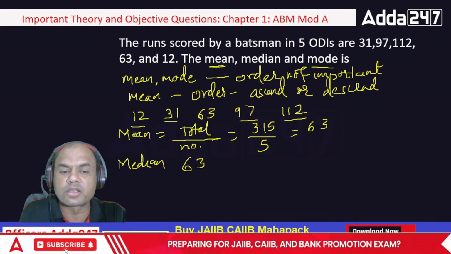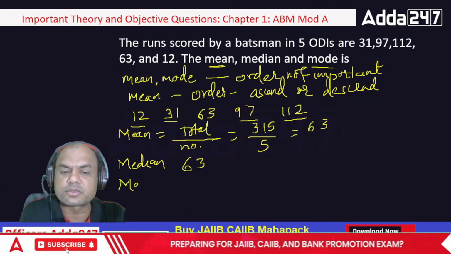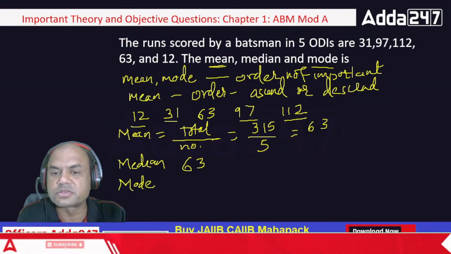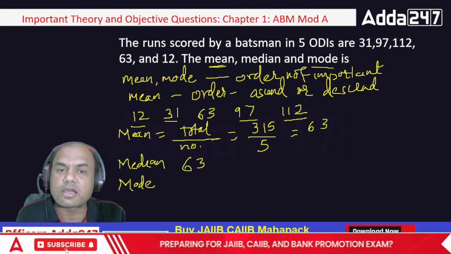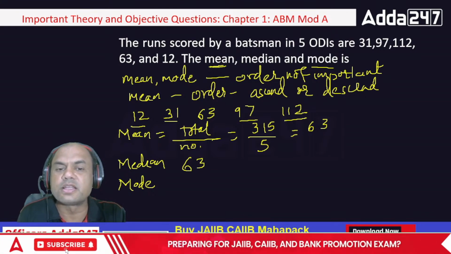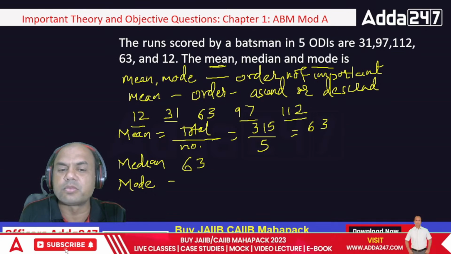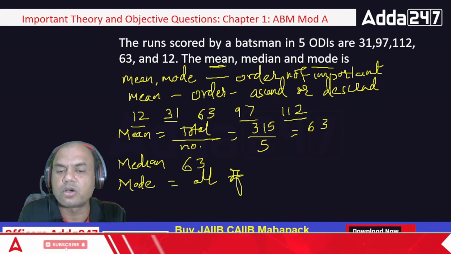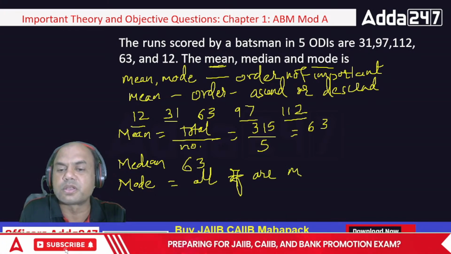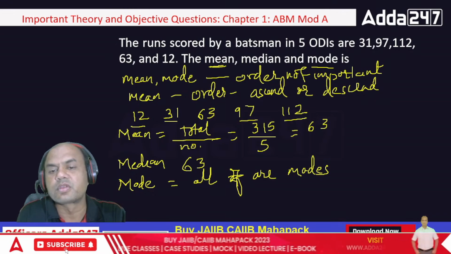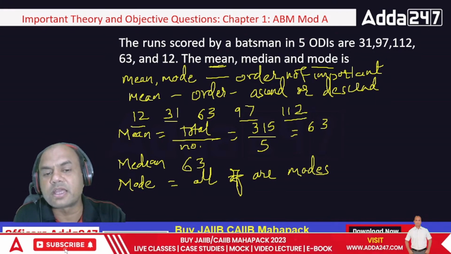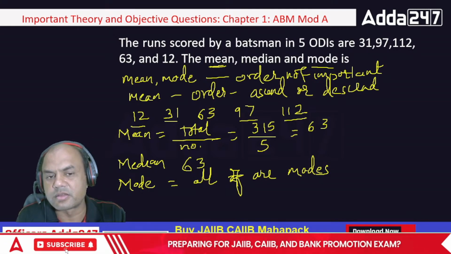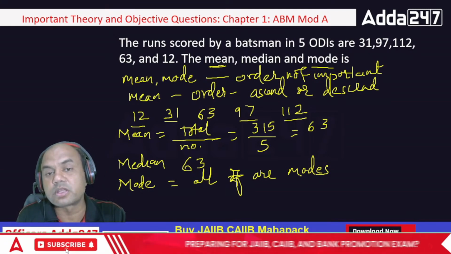Now what is the mode over here? Mode means which occurs the maximum number of times. So who occurs the maximum number of times? No one. All are occurring only once. So in this case, all of them become the modes. So always remember, mean can always be one, median can always be one, but for mode, there can be more than one mode.